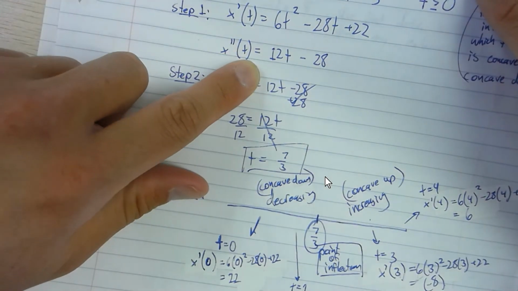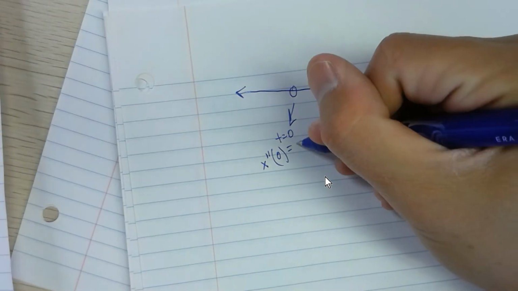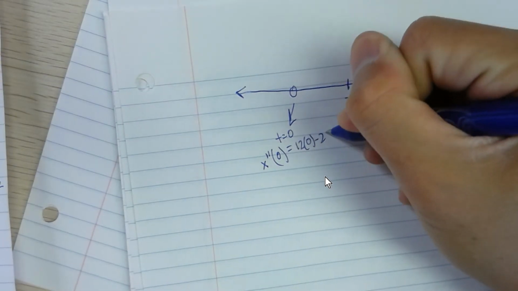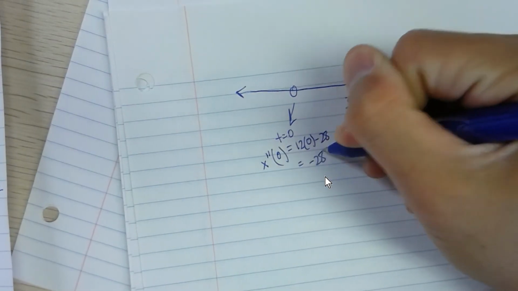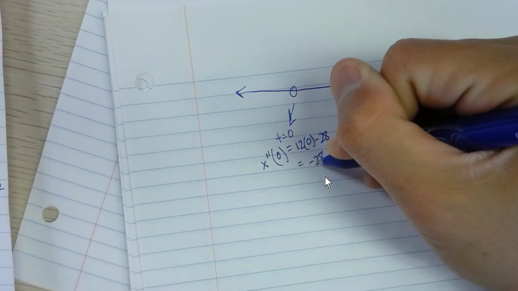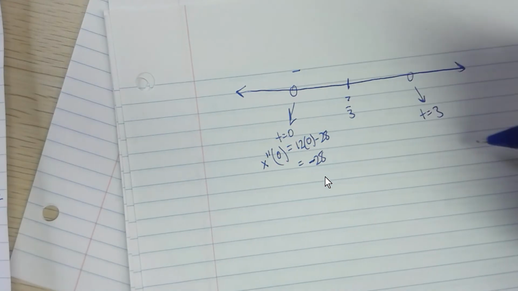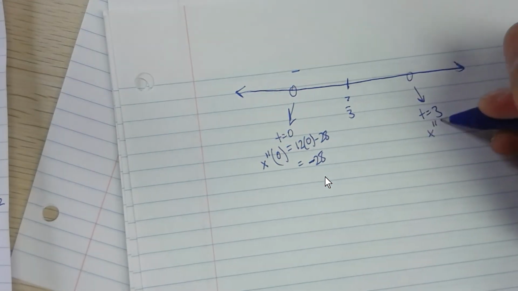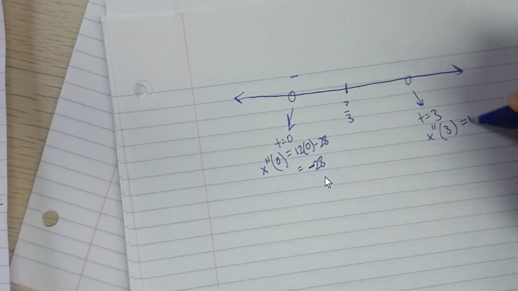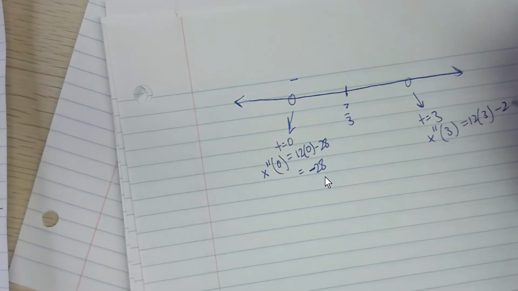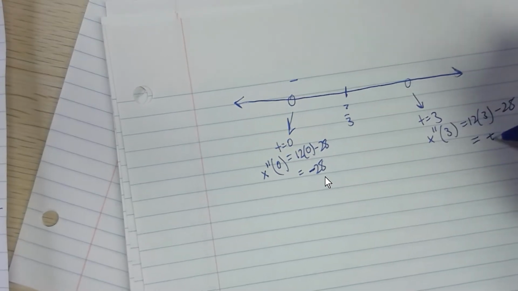where x double prime of t is 12t minus 28. So this would be 12 times 0 minus 28. That would be negative 28. That's negative, I just go by the sign again. And then over here, I just go by the second derivative again. Put that in. That would have been 12 times 3 minus 28. That would have been positive. What is it? 36 minus 28. That would have been positive 8.